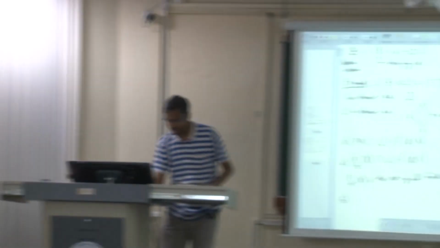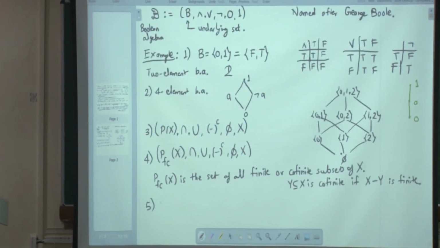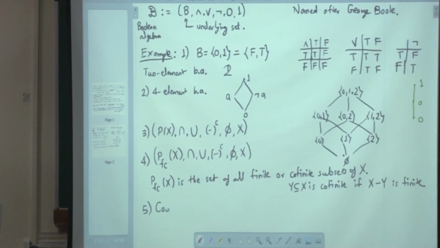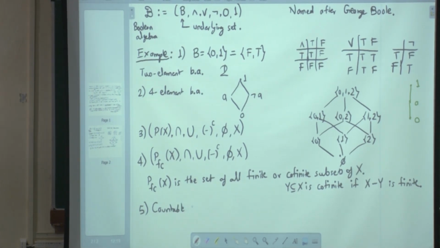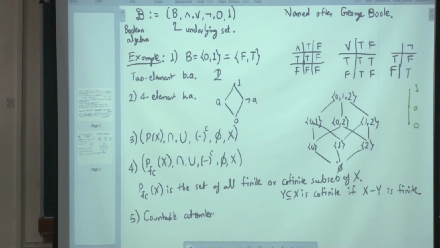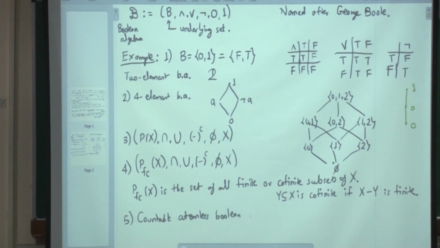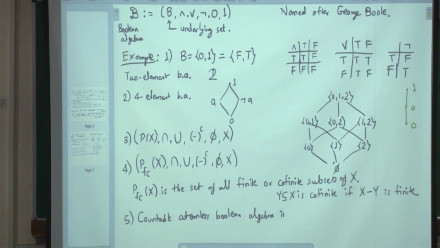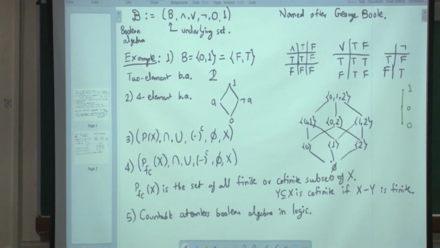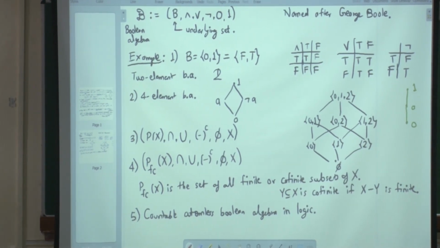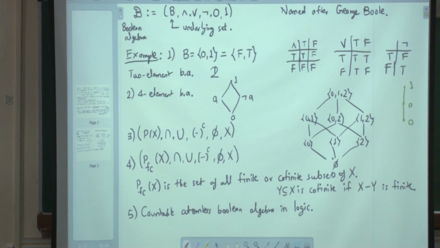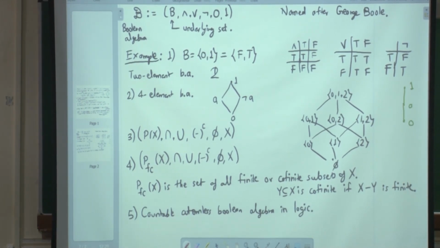Okay, there are some basic properties. There will be a fifth example and I am just going to write the name for now. There will be a countable atomless Boolean algebra. In logic. Okay, when we study the logic part, then you will see this example. I am going to postpone it until then. So some basic properties of Boolean algebras, let me mention them.